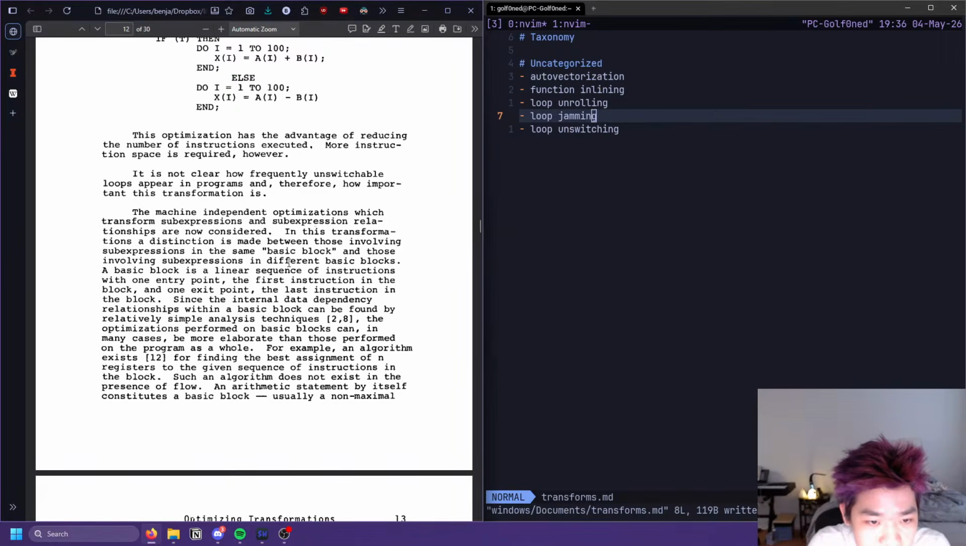Okay. We have finally decided to define basic block here.